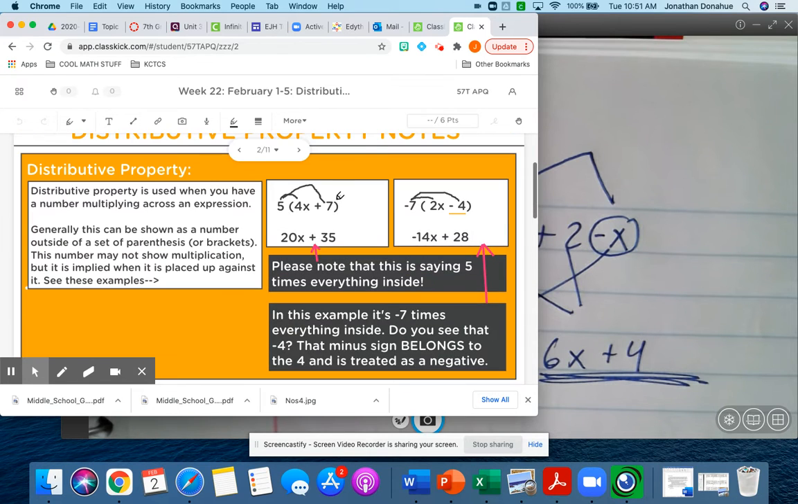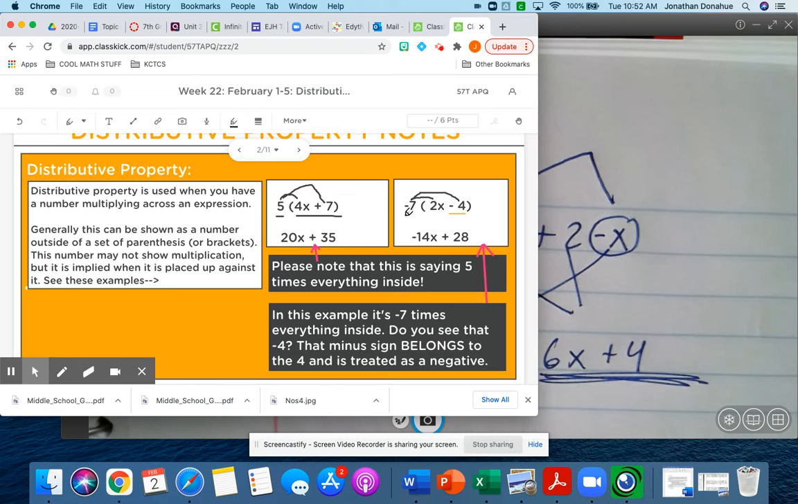So when you're doing distributive property, the secret here is this says 5 times everything inside. So you have to do 5 times the first one and 5 times the second thing. And you just got to keep in mind your negative numbers if there are negative numbers involved. So in this first one, there aren't any, but you would do 5 times 4x, that gets you 20x, and 5 times 7, which gets you 35. If you bring down your plus sign, you're good.